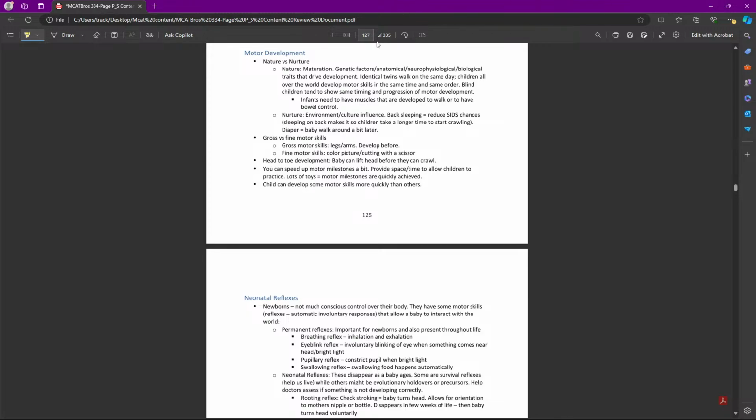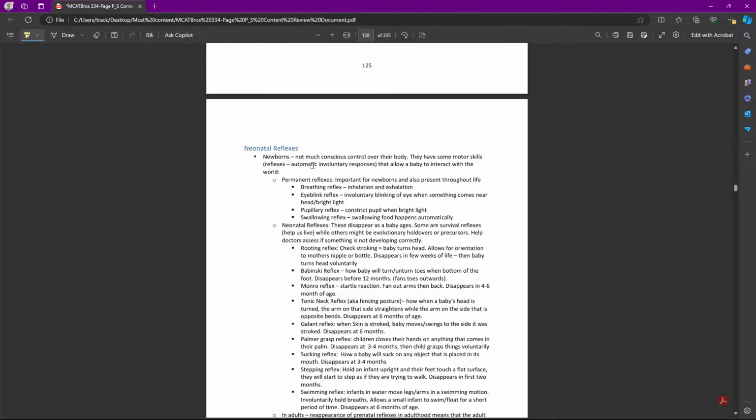So like your central to your peripheral. So neonatal reflexes. Some neonatal reflexes are not controlled and they're unconscious. They tend to be automatic in how they interact with their world. Some permanent reflexes is the breathing reflex, which I hope everybody has, or they might be dead.